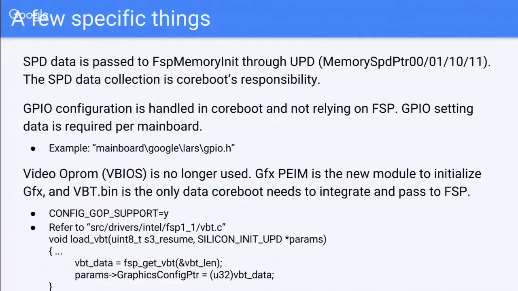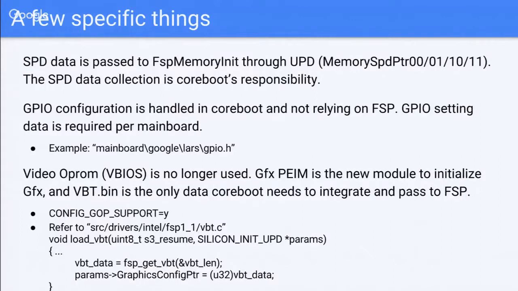Next one is the video option. VBIOS is no longer used. I think that we're starting to phase it out. Well, we are already dropping that. So graphics PEIM, which used to be called GOP, is the new module to initialize graphics.